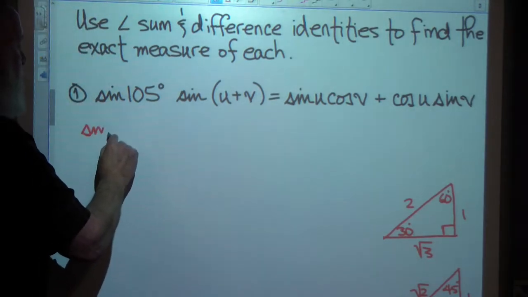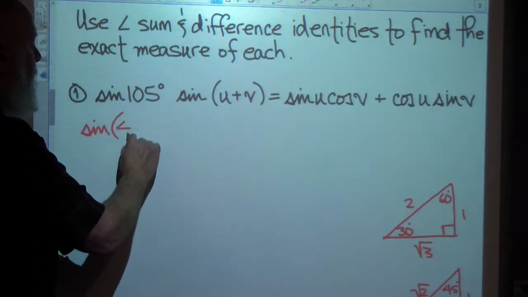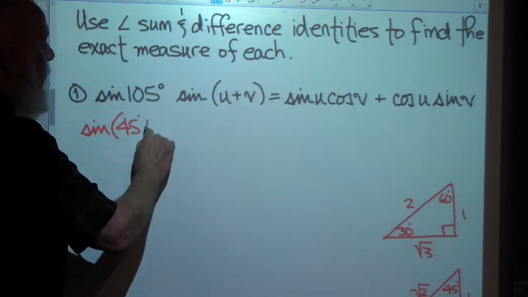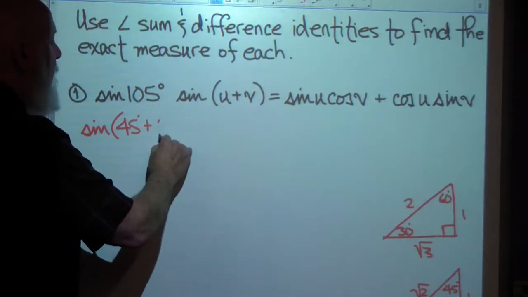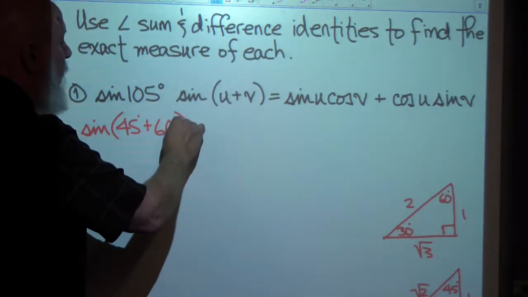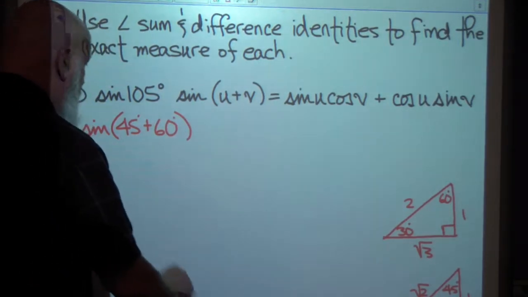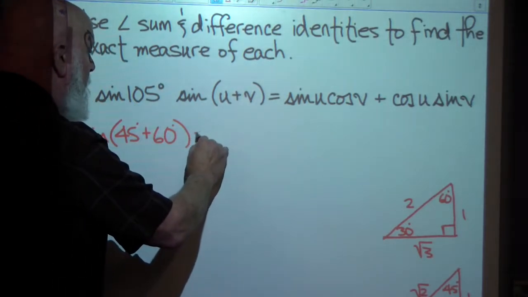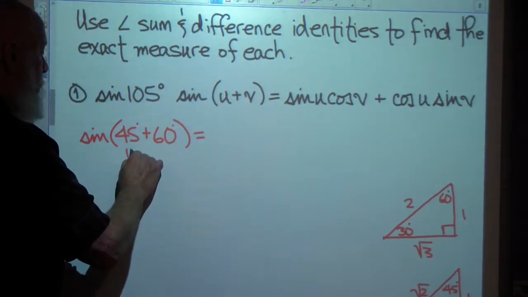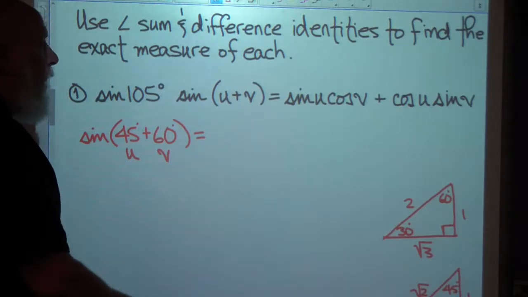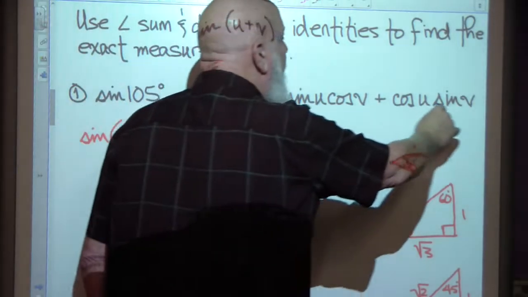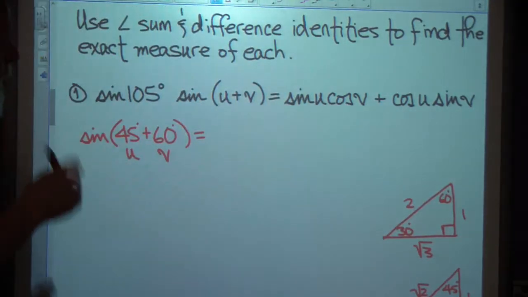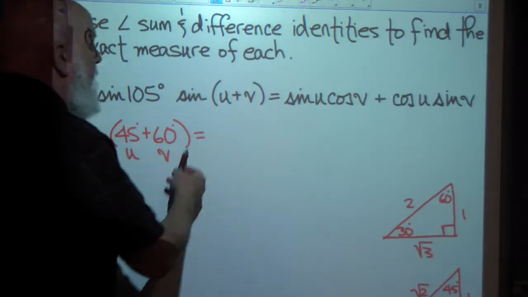The sine of 45 plus what? Well, 45 plus 60 is 105. So there's my two special case triangles. There they are, right there. And I am going to think of this one as U, and this one as V, and I'm going to use this pattern right here. I was nice enough to bring that down for you so you can watch this.